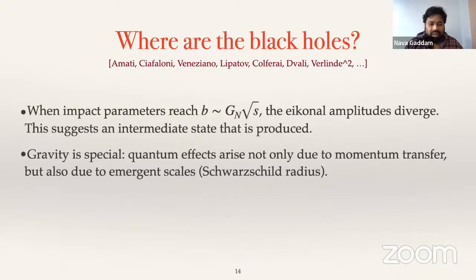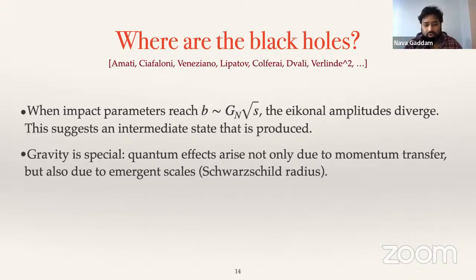As I said earlier, black holes are intermediate states that we think appear when you start reducing impact parameters, when it starts competing with the length scale associated to the scattering. So in particular, you can start to reduce this impact parameter, repeat eikonal amplitude calculations, and one observes that these amplitudes diverge if you pretend that this is just flat space. So this suggests that there's an intermediate state that is produced. And this is again a statement that gravity is special, that there are quantum effects that arise not only due to momentum transfer, but also because there are intermediate emergent scales that appear. So in this case, you want to think of the Schwarzschild radius that appears because G Newton is dimensionful. So now we want to understand how you can bring black holes into the picture.